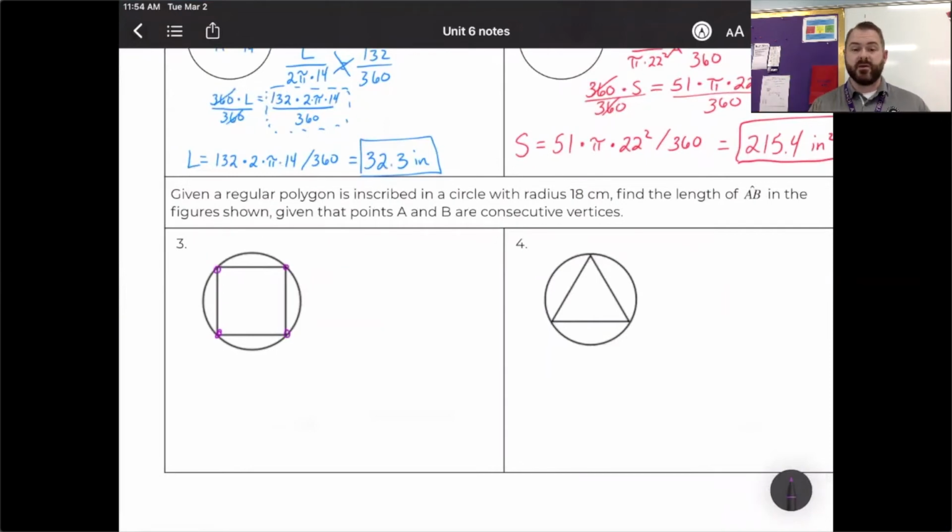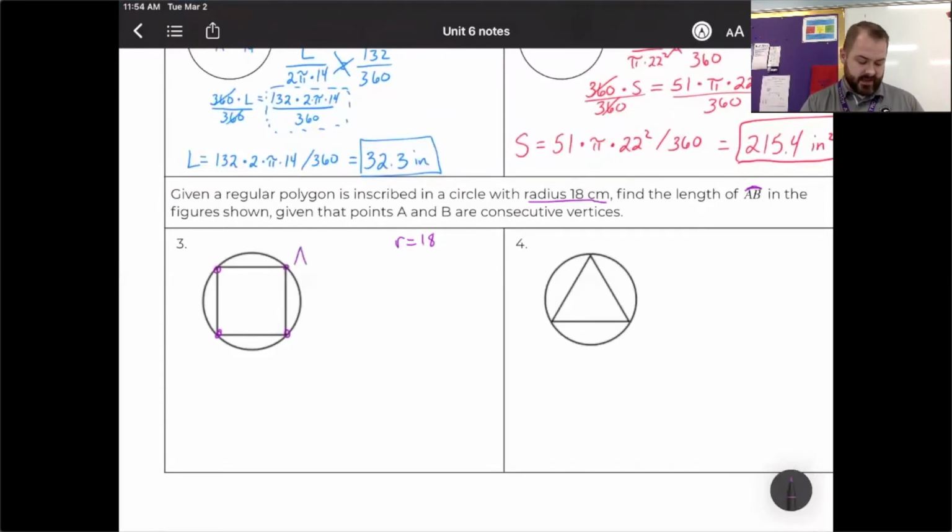In this case, they tell me a radius of 18 is what I'm going to use on every one of these. Okay, so r equals 18. That's going to be important. So this is what the problem is asking you to find. It says find the length of arc AB, this should be an arc symbol, in the figure, given that points A and B are consecutive vertices. That means they're next to each other. They're not across from each other.